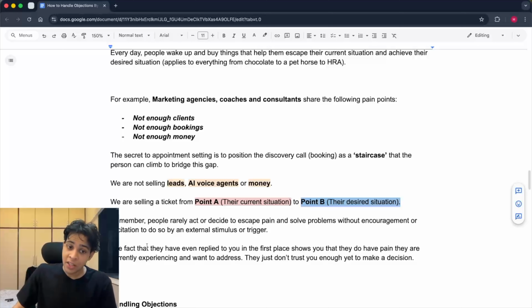The fact that they have even replied to you in the first place shows that they have pain. They are currently experiencing and want to address that pain. They just don't trust you enough yet to make a decision. And why would they, right?